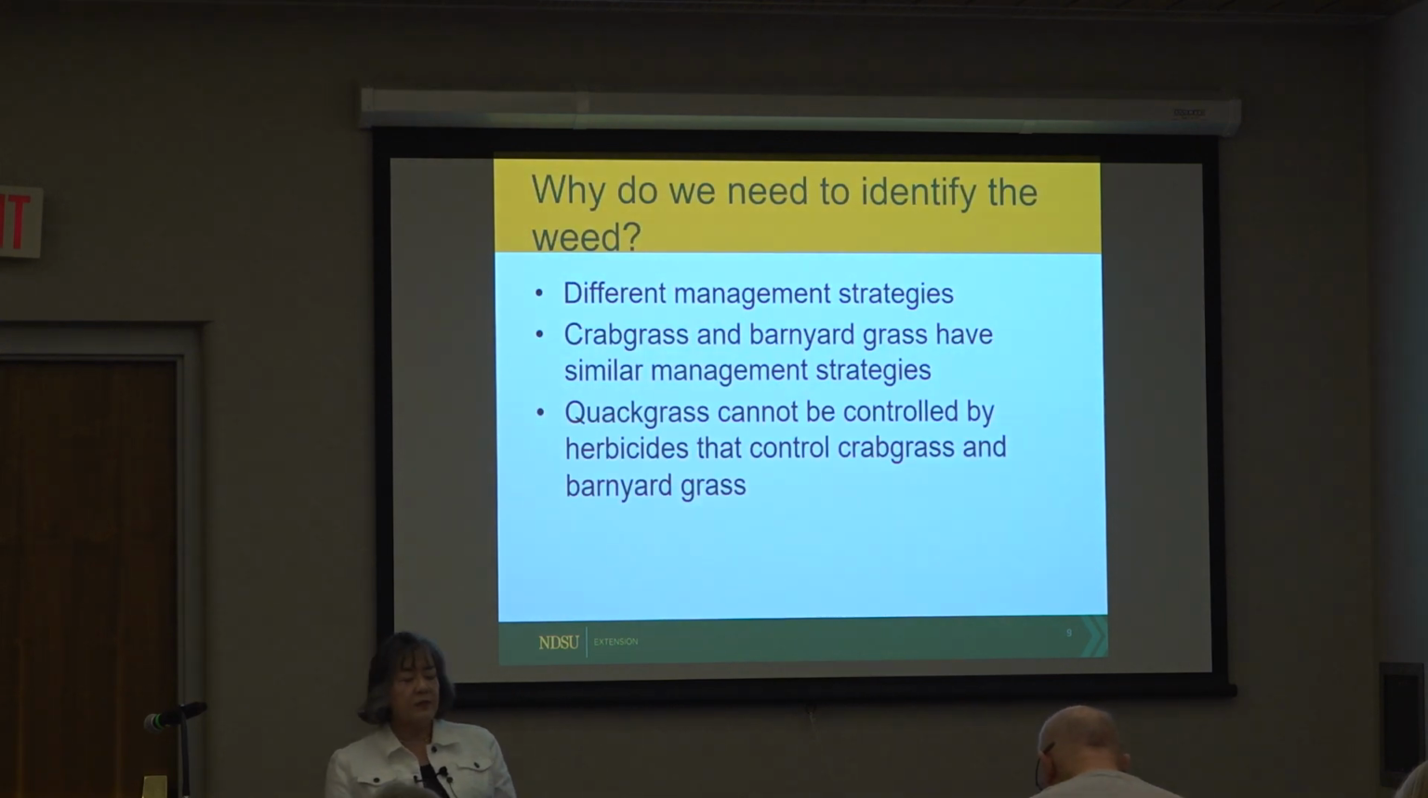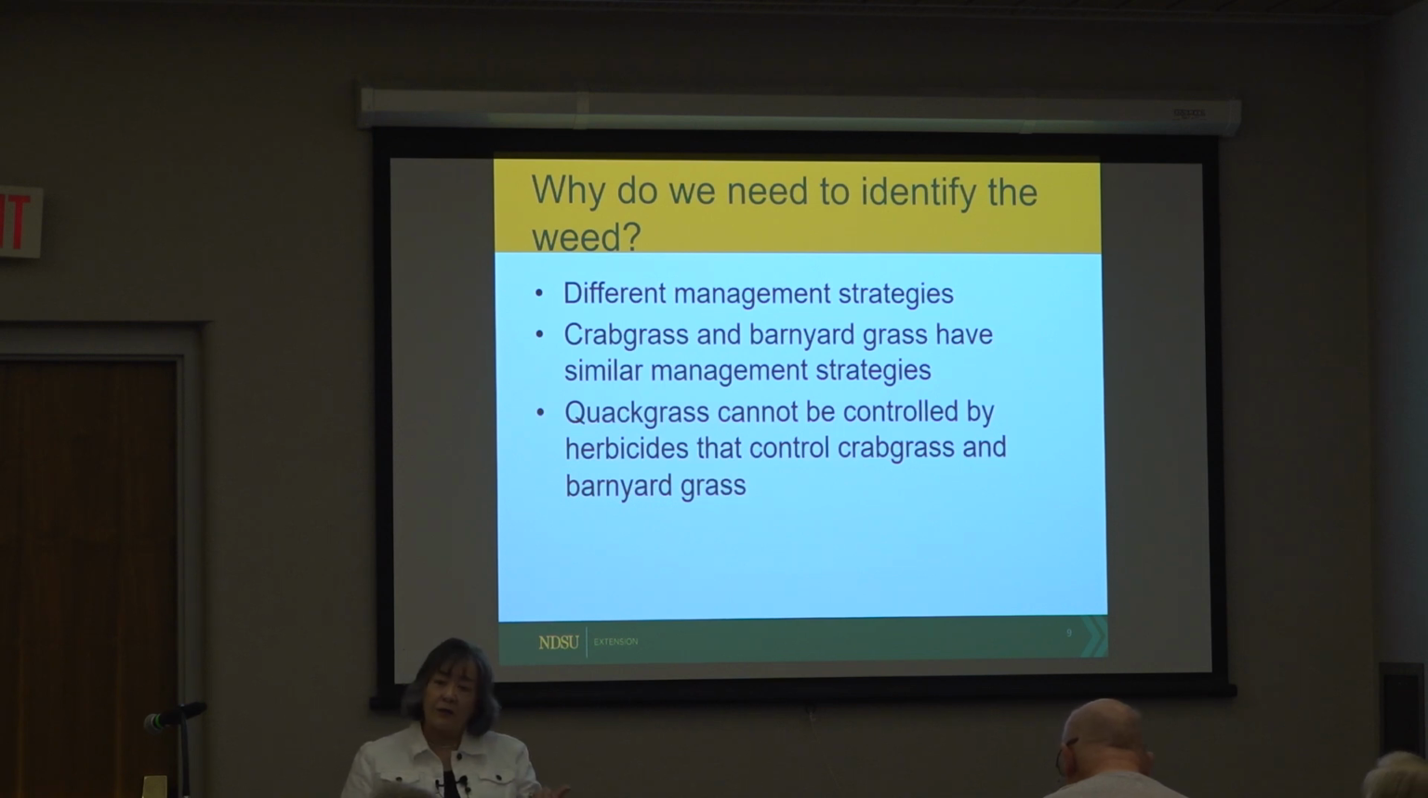So why do we need to identify the weed? Well, we need to make sure we've got the proper weed, because then we'll tailor the management strategy for it. So if you've got crabgrass or barnyard grass, they've got similar management strategies. But quackgrass has a different life cycle, and we've got fewer control options for it. In fact, quackgrass cannot be controlled by the herbicides that control crabgrass and barnyard grass. So the first thing is you need to make sure what weed you have.